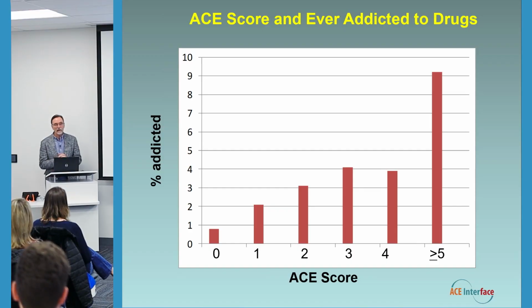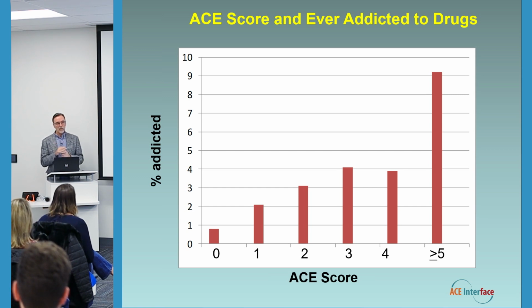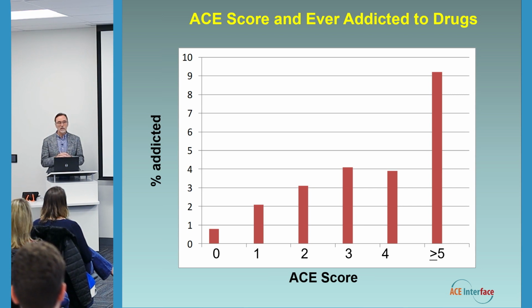Let's take a look back at how the ACE score relates to the risk of ever being addicted to drugs. For an ACE score of 0, let's call that 1%. It doubles to 2%, and then to 3%. So it doubles, triples, and quadruples up to an ACE score of 3, and then it's 10 times higher for an ACE score of 5 or more. A doubling or tripling or quadrupling of the risk for addiction, those are really big increases in risk.